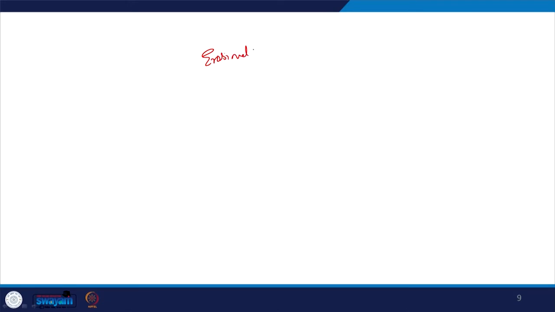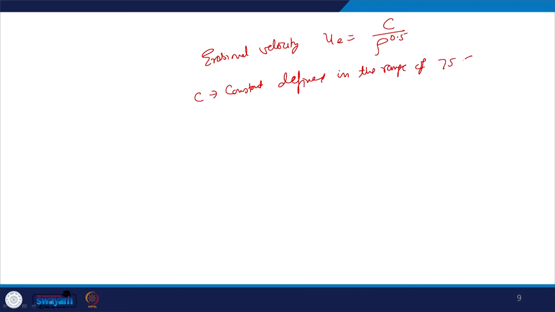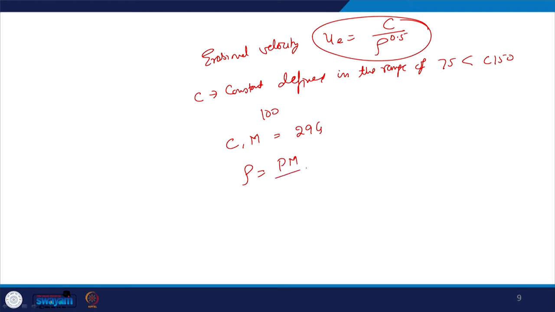Now, erosional velocity can be expressed as UE is equal to C upon rho to the power half, where UE is the erosional velocity, rho is the gas density, and C is a constant defined in the range of 75 less than C less than 150. The recommended value for gas transmission in the pipeline is 100. So, if we substitute the value of molecular weight M is equal to 29 G and gas density in this equation, then we have rho is equal to Pm upon ZRT.